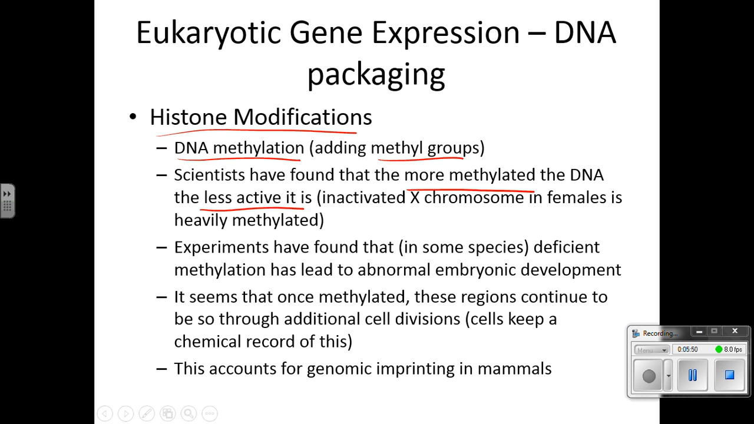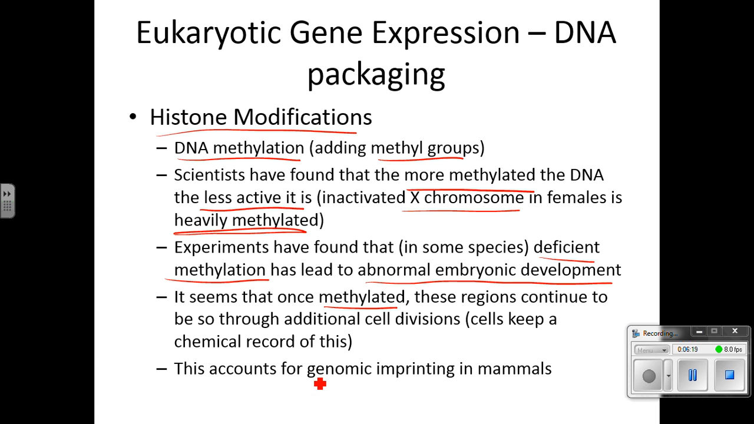For example, the inactive X chromosome that we talked about in genetics in females, remember we have two X's, so a lot of times in order to not get double of a lot of genes, one X is inactive, really heavily methylated. Experiments have found that in some species, deficient methylation has actually led to abnormal embryo development. It seems that once methylated, these regions continue to be so through additional cell divisions. Cells keep a chemical record of this.